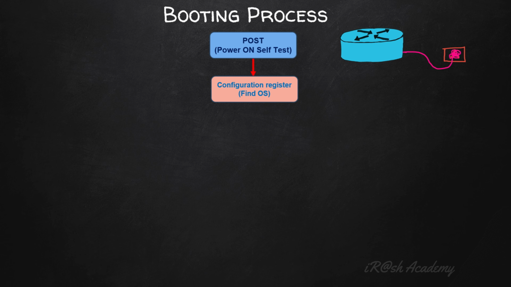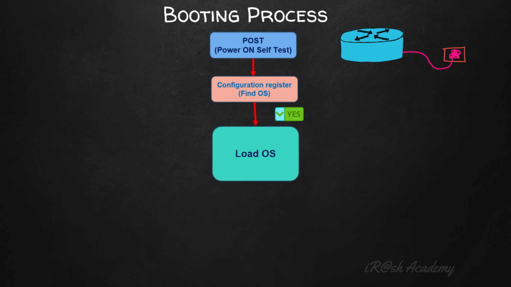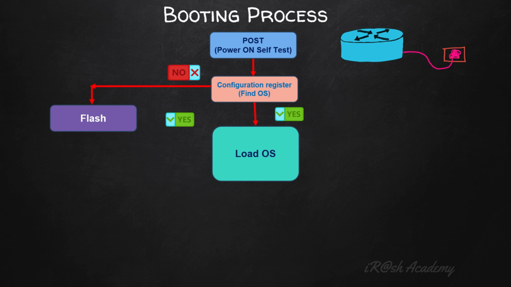If the router finds the Cisco IOS file using the configuration register, then the next step is loading the IOS, the operating system of the router. But in case the configuration register doesn't find the IOS, then what is the next step? Then the router will look for its operating system in its flash memory. The flash is the component that works as storage for the Cisco router. And if the router finds the Cisco IOS in the flash memory, then it loads that IOS.